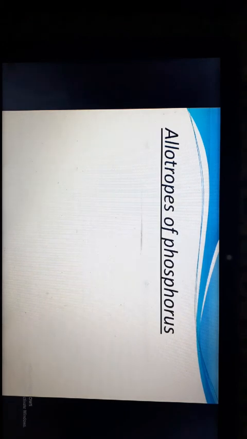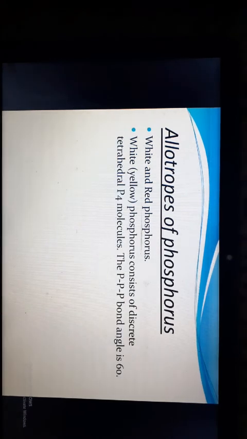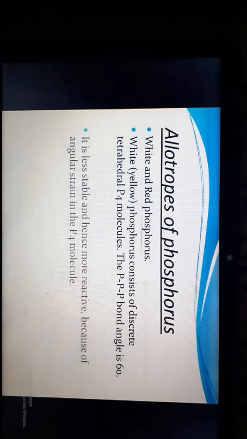Next come the allotropes of phosphorus. What are the allotropes of phosphorus? There are two types of phosphorus, namely white and red phosphorus. White or yellow phosphorus consists of discrete tetrahedral P4 molecules. It has a tetrahedral structure, tetra because 4 atoms of phosphorus are attached to each other, and the angle between them is 60 degrees.